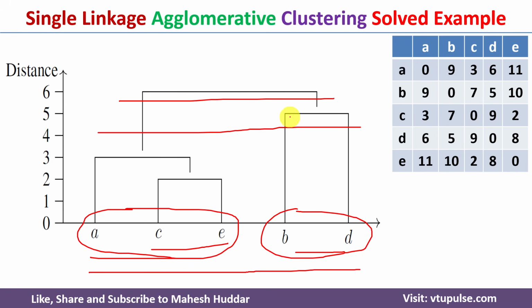So this is how we can apply the single linkage agglomerative clustering algorithm on the given data set. And then we can merge the data points into different clusters, as well as we can draw the dendrogram. I hope the concept of single linkage clustering algorithm is clear.